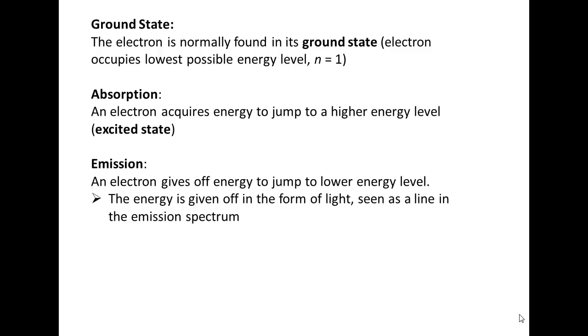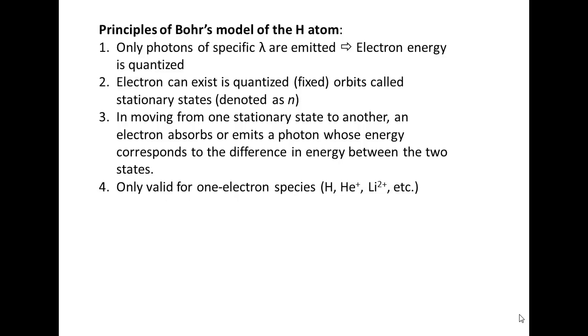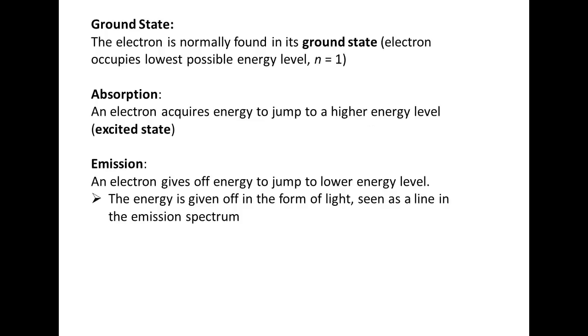So let's take a look at the terms that you need to know in order to understand what is going on here. An electron is normally found at its ground state. The electron occupies the lowest possible energy level, or as the last slide called it, the lowest possible stationary state, which is denoted by n equals 1. The numbers go up as whole numbers, so the next highest energy level would be n equals 2.